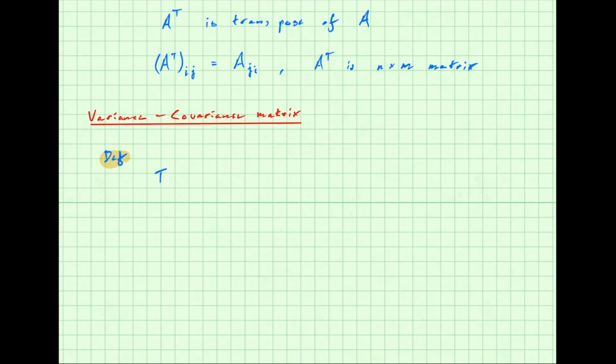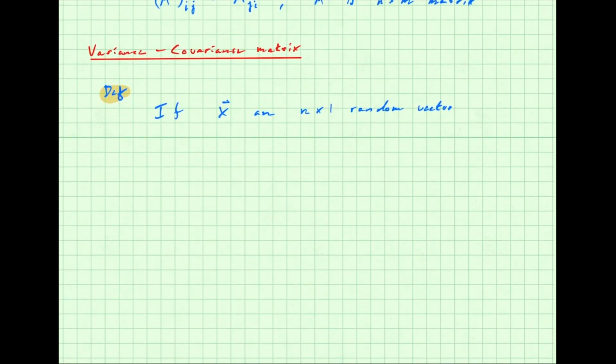So we'll say if x is an n by 1 random vector, right, so that's a column with n rows, then the variance of x is a matrix, and it's a matrix that looks like this. Its ij element is the covariance of xi, xj.